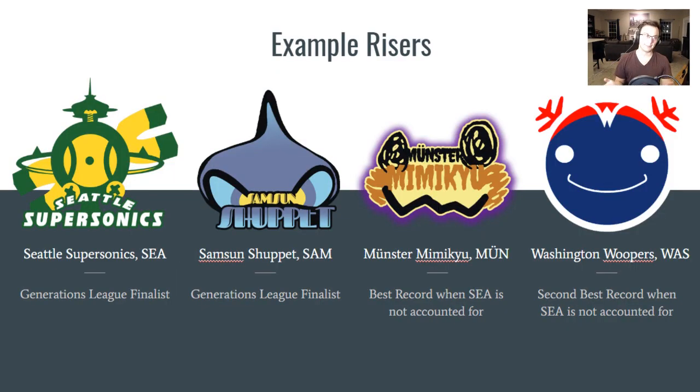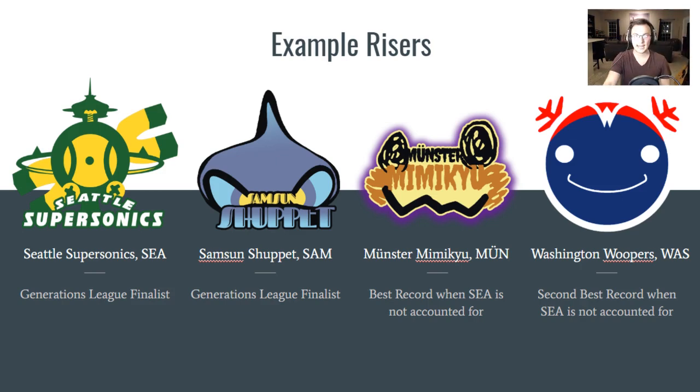So let's look at an example, right? Here we've got Seattle Supersonics and the Samson Shuppet. Let's say they're the Generations League finalists. They're the ones who are representing their conferences, moving up to the last game of the playoffs. That means they're automatically moving up to Origins. They're rising up to Origins.